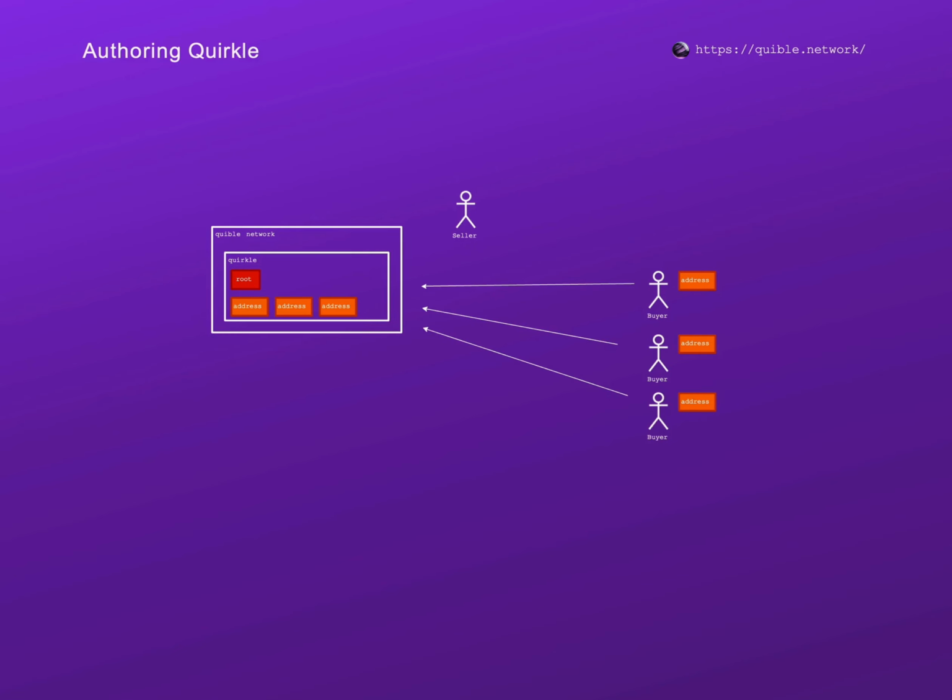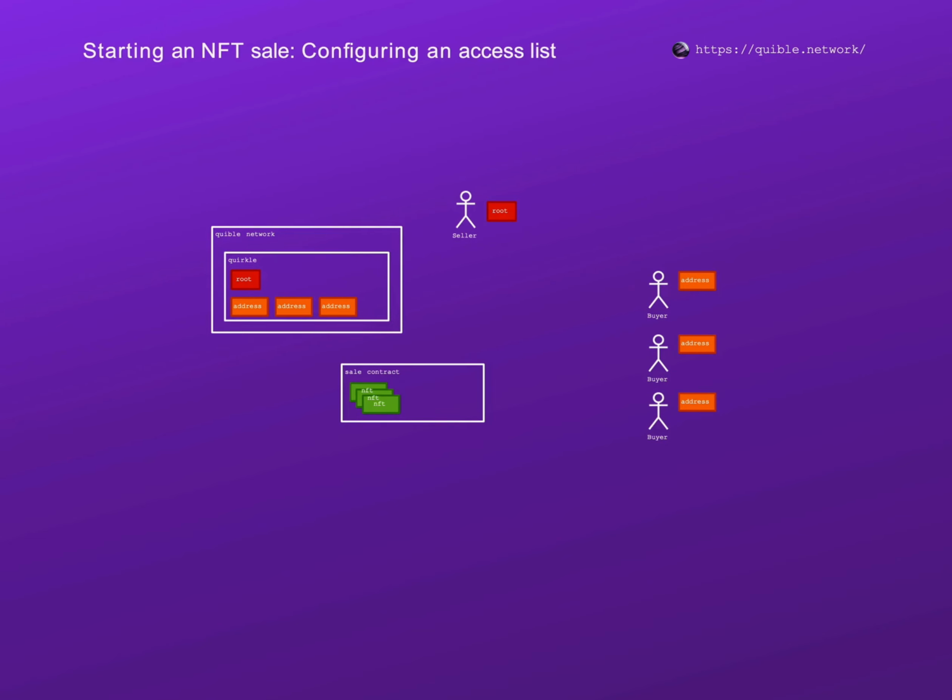Next, we see the same steps as we did in the Merkle tree, where the seller configured the sale by obtaining the root, in this case the Quirkle root, and storing it in the sale contract in the same manner. Now we've diverged a little from the first example, because the seller didn't need to store the proofs anywhere or share them with the buyers. This is because the Quible Network generates proofs on demand, making your implementation easier.